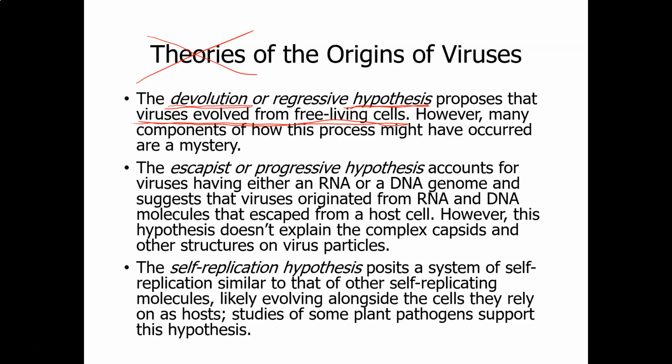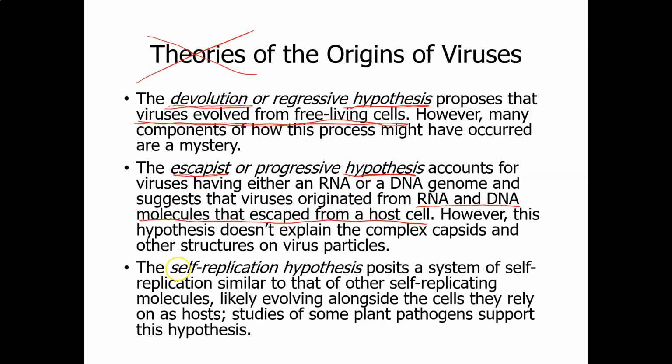The virus evolved from that cell, and that's devolution or de-evolution, because the living cell evolved first and then the virus evolved, kind of like backwards evolution, because a virus is so much simpler than a living cell. Okay, then there's the escapist hypothesis or progressive hypothesis. And that just says that the RNA or the DNA core of the virus escaped from a host cell.